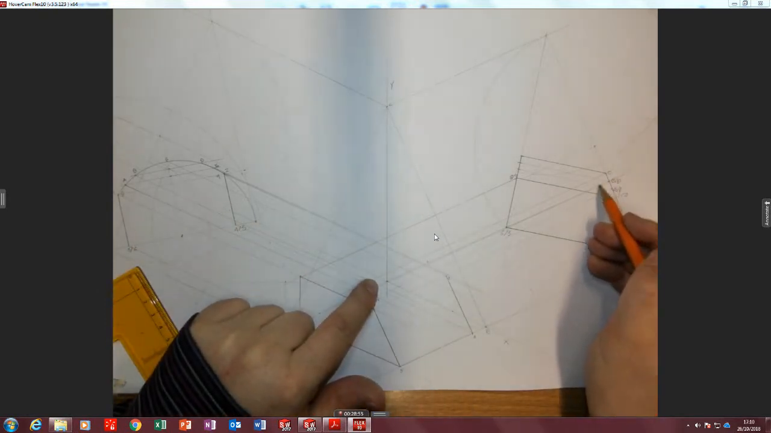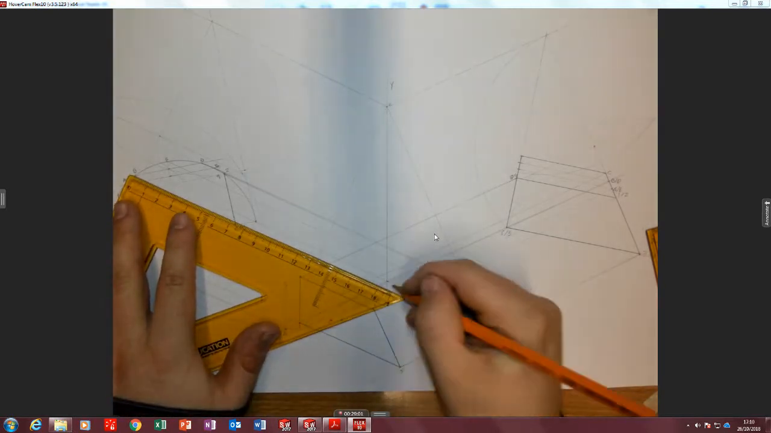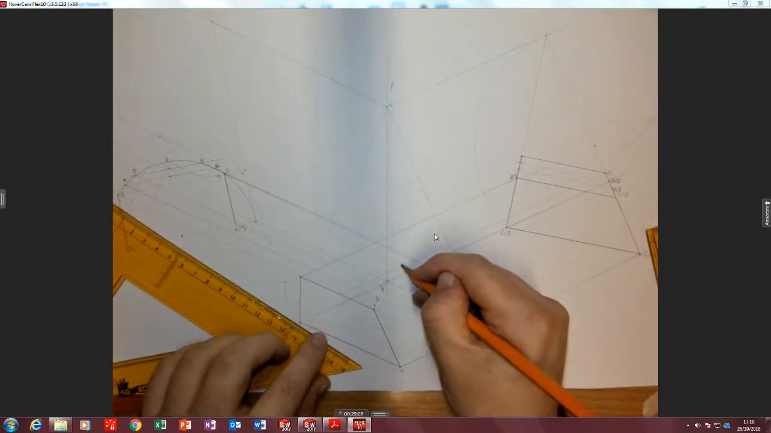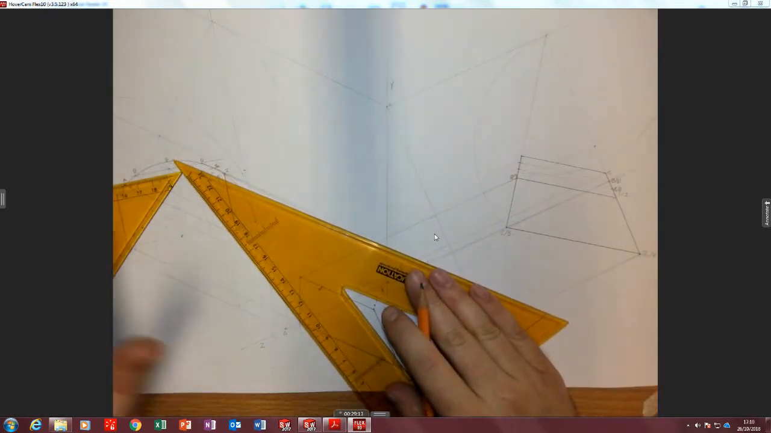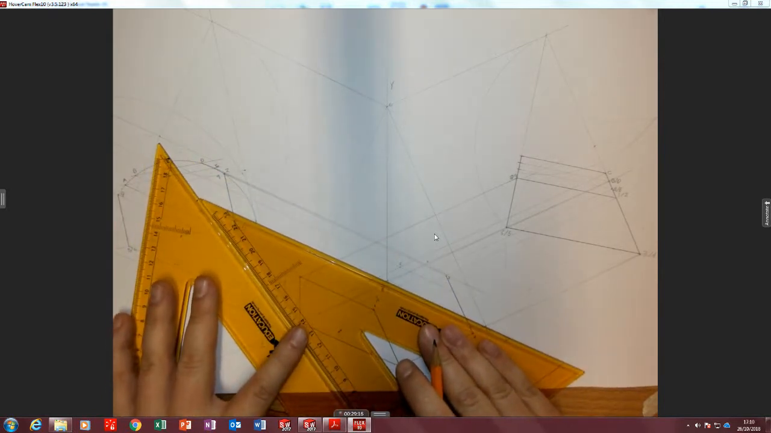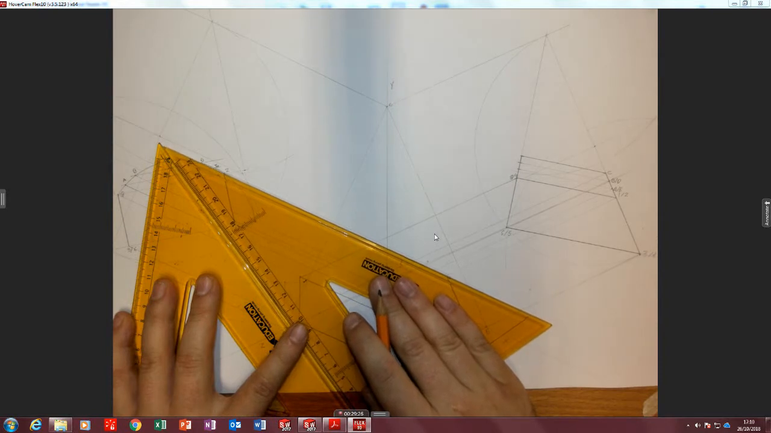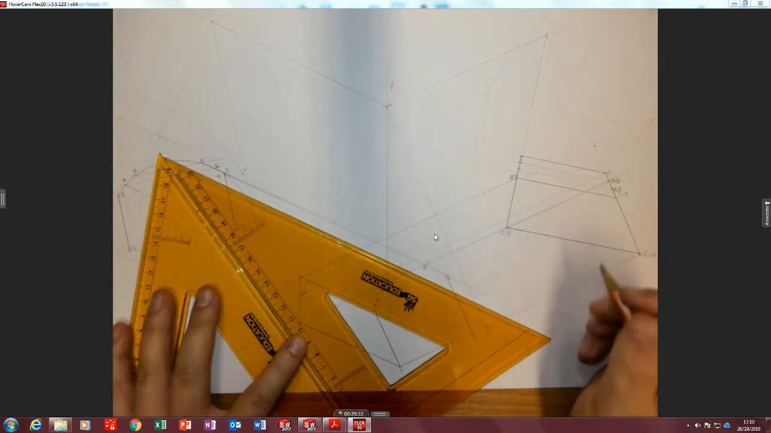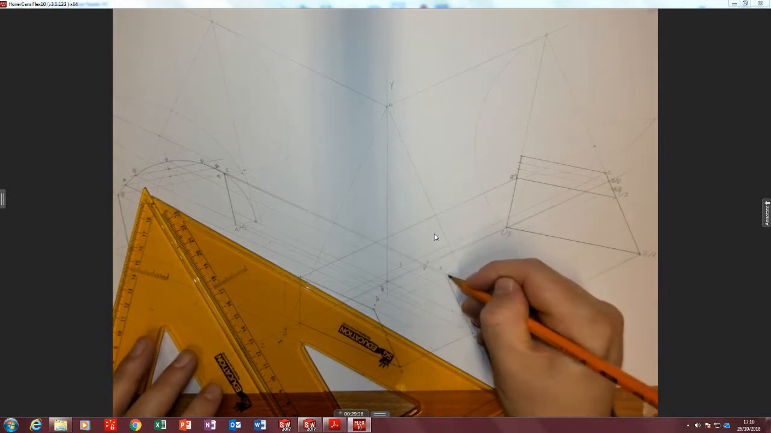B intersects point B. You can always use your set square to help you figure out where they are, because sometimes you can get a bit lost. C, D, okay. So D, E then, and then 2 there is done.